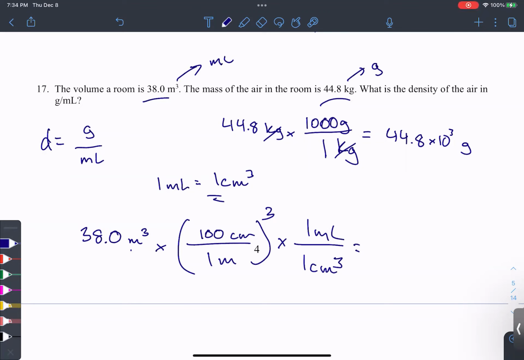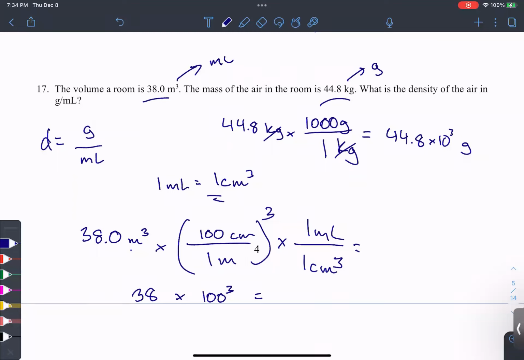So how I would put this into my calculator, I just want you to be positive here. This cubed is applied to that 100. That cubed is applied to that 1. So how I would put this in my calculator is 38 times 100 cubed. That's what I would put in my calculator. Because 1 cubed is what? 1. So you don't need to put that in. All right. So 100 cubed.